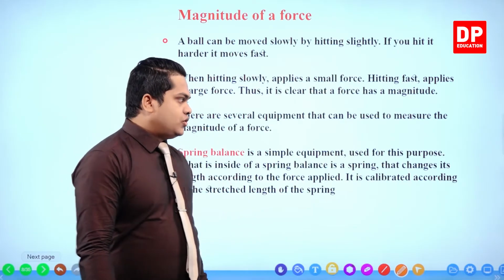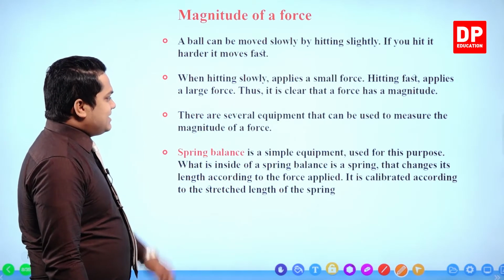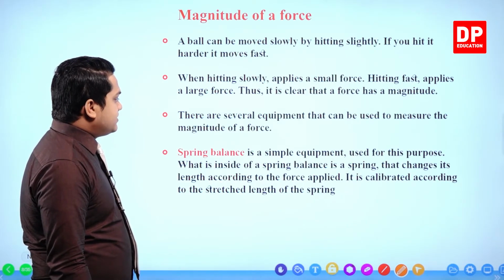Magnitude. So spring balance is a simple equipment, right? Spring balance.